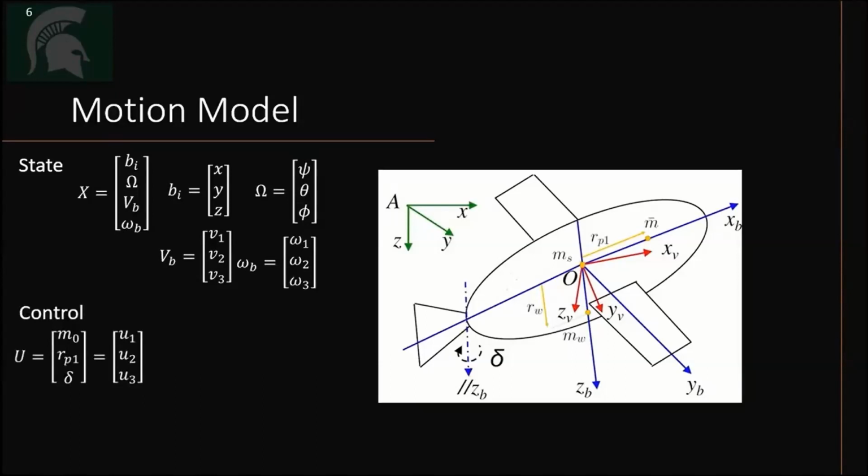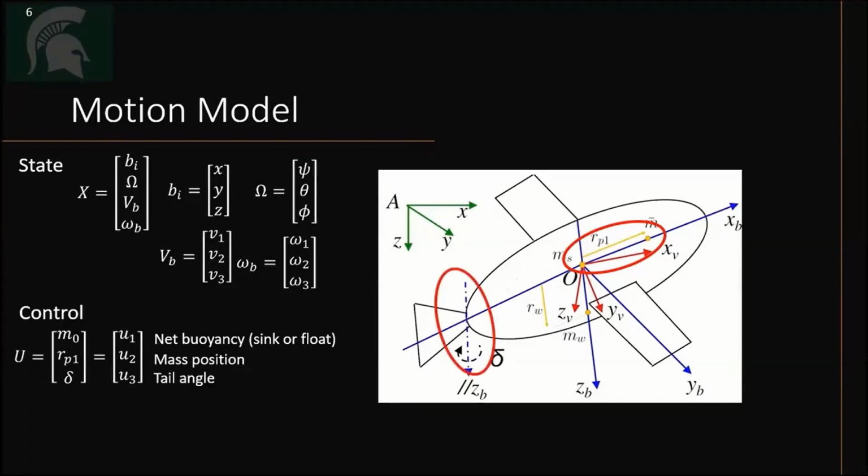It has 3 controls. The first is M0, the net buoyancy of the system, which allows us to sink or float. The second is RP1, the position of the movable mass along the body fixed XB axis with respect to the geometric center of the robot, which influences the pitch, and the tail angle delta, which influences the yaw.